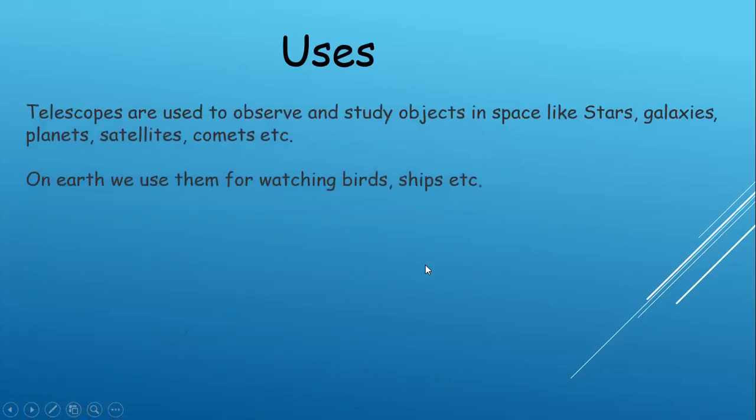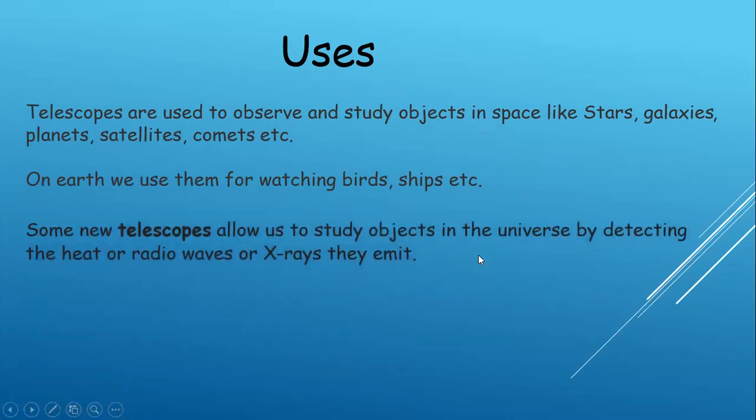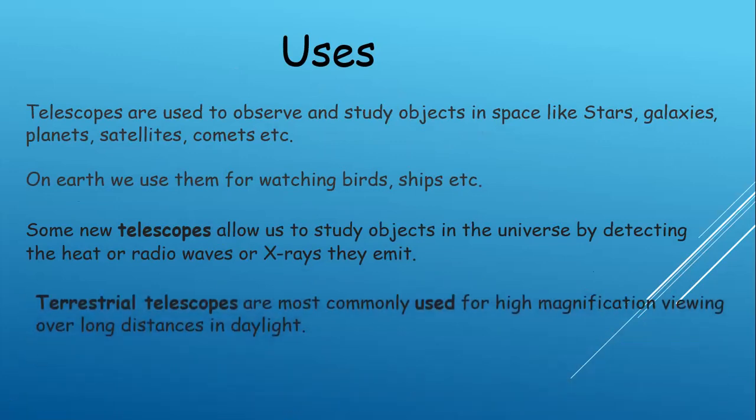Now, where are we using them? Obviously, we use them to observe and study space, like stars, galaxies, planets, satellites, comets, etc. On Earth, we use them for watching birds, ships, etc. New kinds of telescopes allow us to study objects in the universe by detecting heat, radio waves, or X-rays. Terrestrial telescopes are most commonly used for high magnification viewing over long distances in daylight.